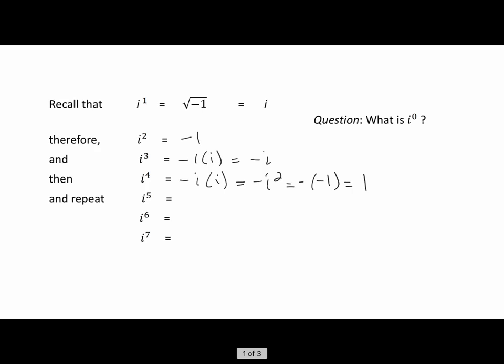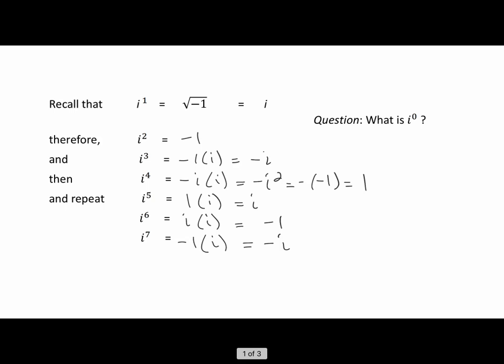i to the fifth, take what you have times another i, which is i. i to the sixth, take what you have times another i, which is negative 1. i to the seventh, take that negative 1 times another i, which is negative i. Have you noticed any pattern here?